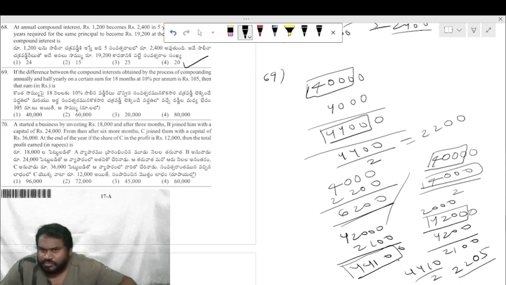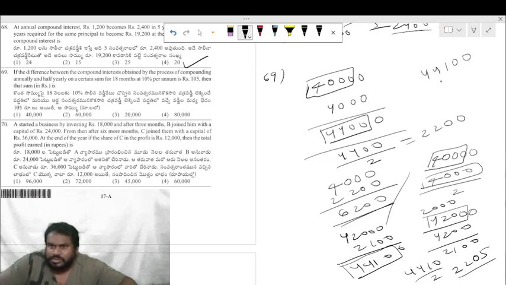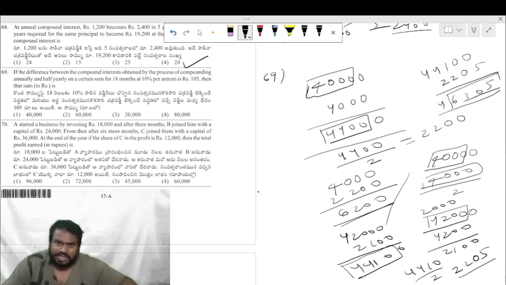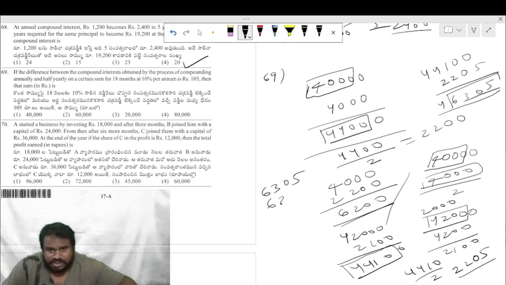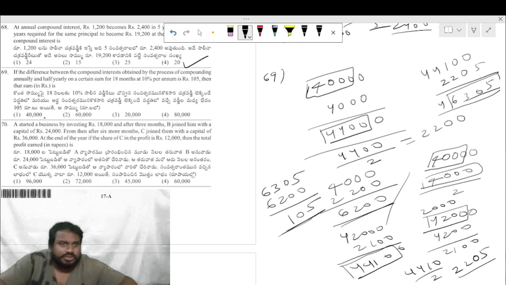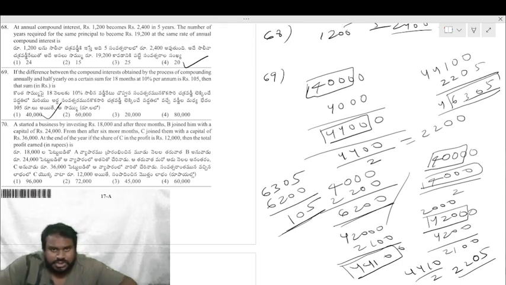Already it became 44,100, plus 2,205. So 6,305 is the interest. For the second case, 6,200 is the interest for the first case. The difference is 105. It is getting satisfied. So 40,000 is the answer. Like that, you have to verify with the options, but this verification you can do very fast.